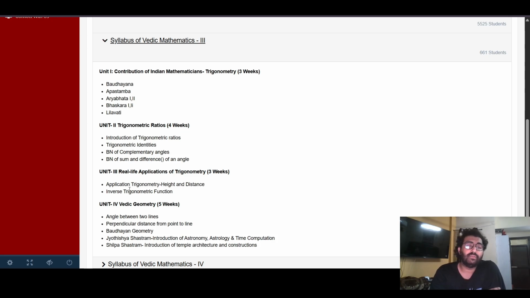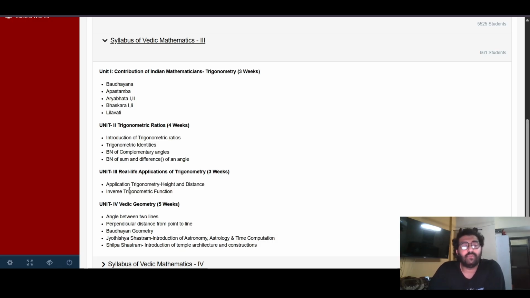Next, for Unit 2, the trigonometric ratios. Here they will discuss the introduction of the trigonometric ratios, trigonometric identities, ratios of complementary angles, ratios of sum and difference of an angle. Next, for Unit 3, real life applications of trigonometry. Here they will discuss inverse trigonometric functions, application of trigonometry, height and distance.